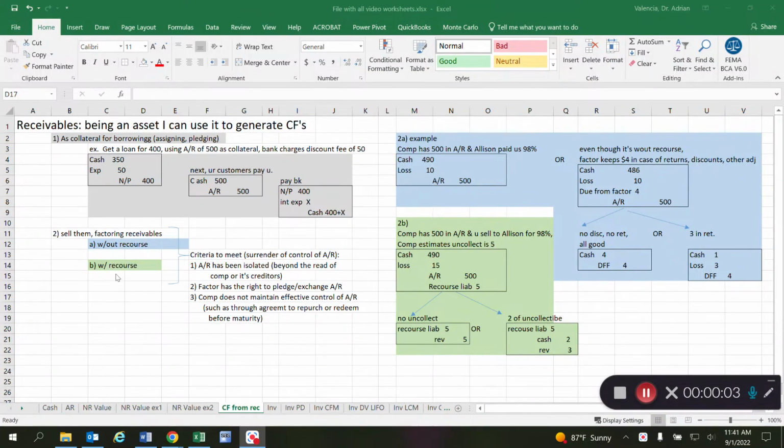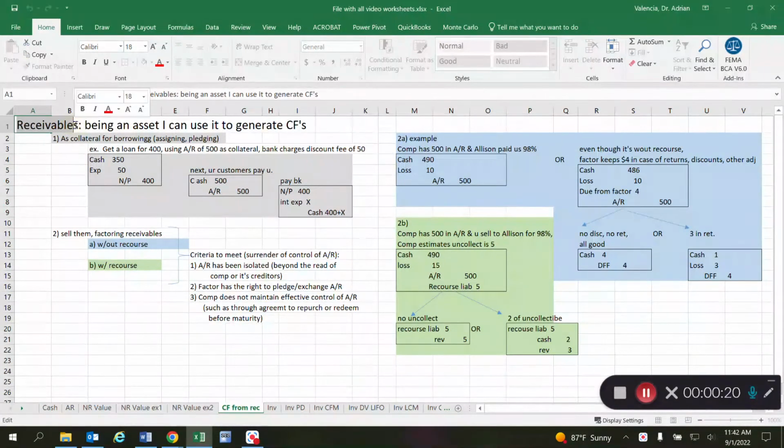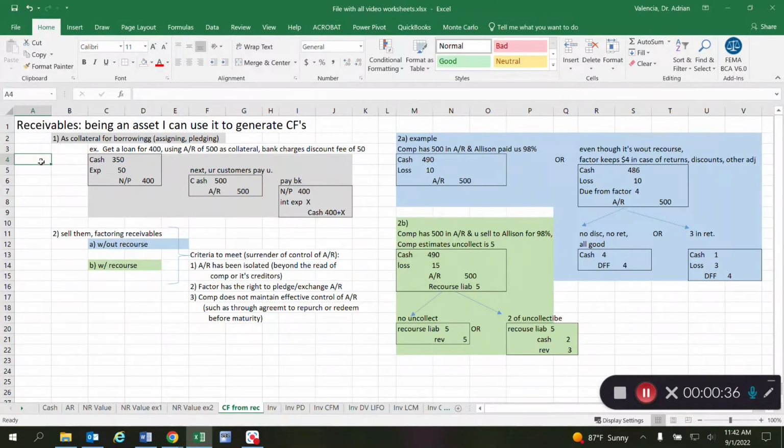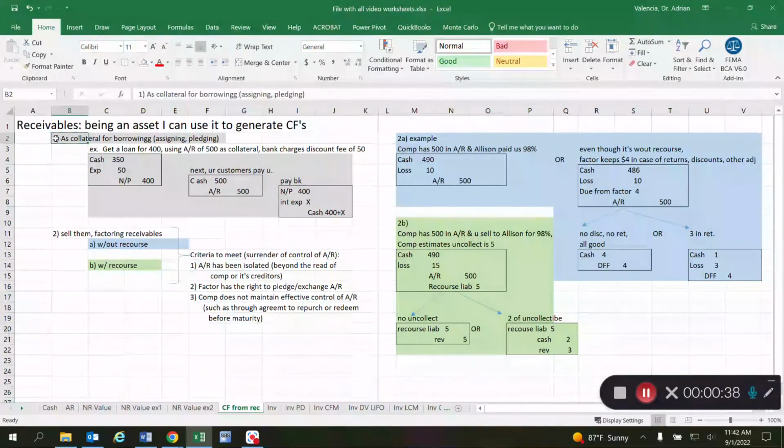In this video, we're going to discuss the generation or the potential generation of cash flows from your receivables. And the way I want to start thinking about this is your receivables is an asset on the books, and like any other asset, we can use it to generate cash flows. So whether that means you borrow against an asset or you sell that asset, either way, you're using that asset to generate cash flows.